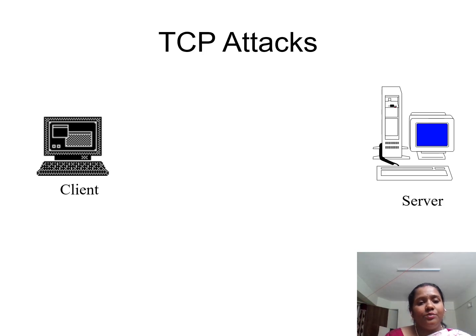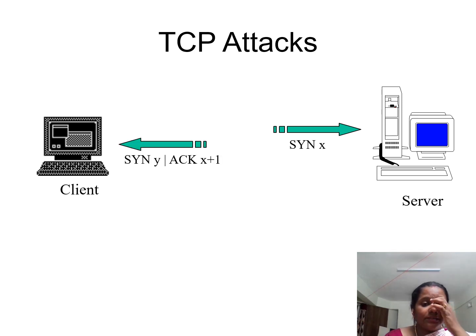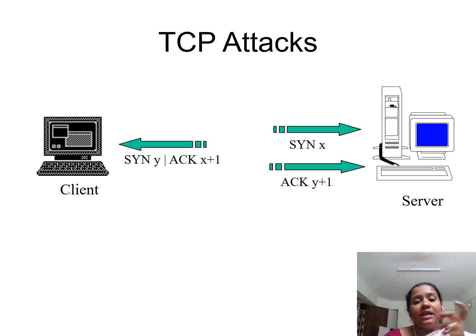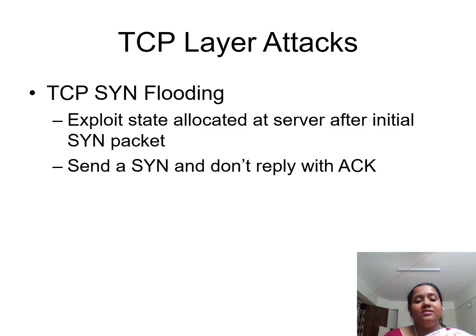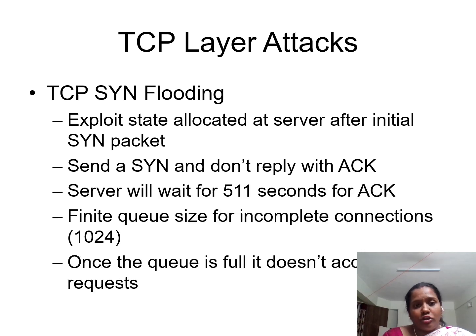So these are some of the TCP/IP attacks done between clients and servers, with SYN and SYN-ACK: the client sends SYN, and the server replies with SYN-ACK, acknowledging with y+1. The issue is that the server keeps waiting for the acknowledgement y+1, recognizing the client's IP address. This is TCP SYN flooding, where the attacker exploits the state held by the server after the initial SYN packet, and sends SYN packets without allowing the reply with acknowledgement. The server has a fixed queue size for connections, and once the queue is full, it does not acknowledge the request.